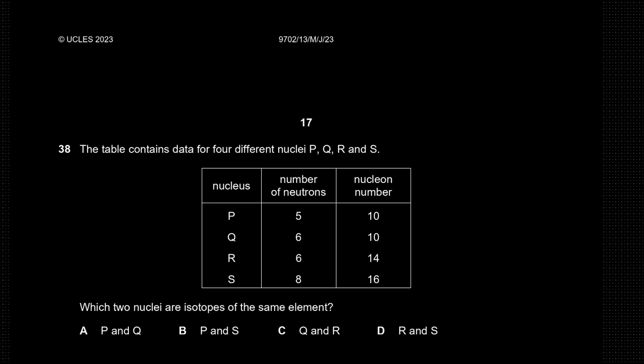All right. So we can calculate the proton number, right? Because the nucleon number is the total number of neutrons and protons. So 10 minus 5 is 5, 10 minus 6 is 4, 14 minus 6 is 8, and 16 minus 8 is also 8. So these are the same proton numbers, R and S. So 38D.